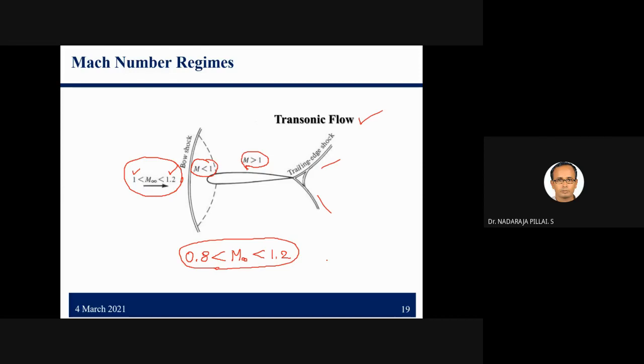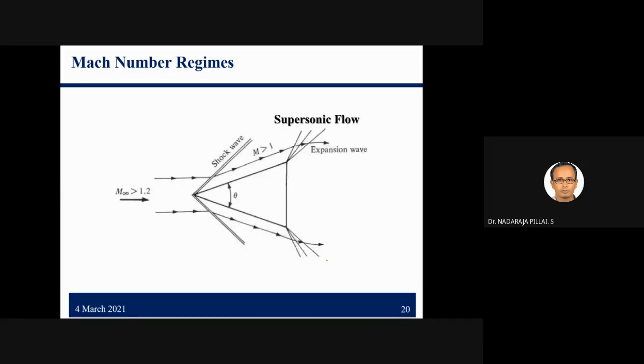Okay. Now let us go to the supersonic flow. This is a supersonic flow over a wedge having a wedge angle theta, and the free stream Mach number is more than 1.2, and there exists a shock wave. When there is an oblique shock, you can see the Mach number is greater than 1 downstream, and beyond that you have an expansion wave. We will study all the characteristics. So throughout the flow field we experience supersonic flow, and hence this is called the supersonic flow regime.